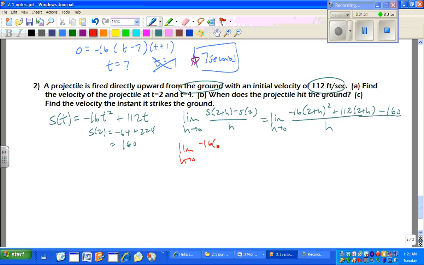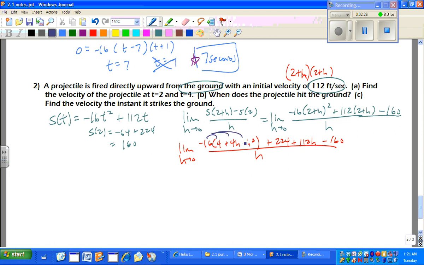We have negative 16 times 4 plus 4h plus h squared. Remember, we're taking 2 plus h times 2 plus h. We have to distribute that, not just squaring the 2 and squaring the h. Here we can distribute, we get 224 plus 112h and minus 160, all over h.